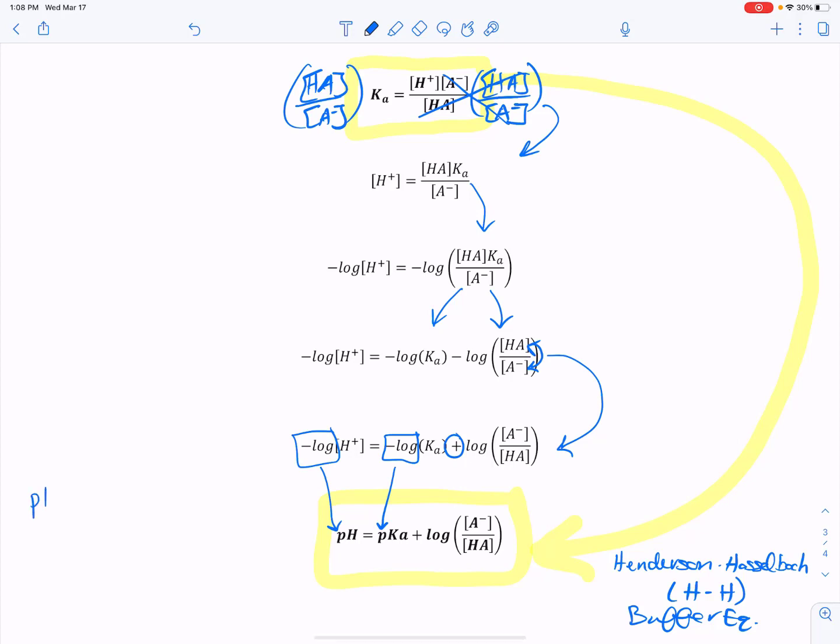I also like to write it sometimes as pH equals pKa plus the log of my base over my acid. I do that just to remind myself that the more basic species is on top and the acid is on the bottom. There's one more important piece of the puzzle though, and that is that your Ka goes with the HA. Whatever your acid is, you must use the Ka associated with that acid. As long as you do that, you can utilize this equation.